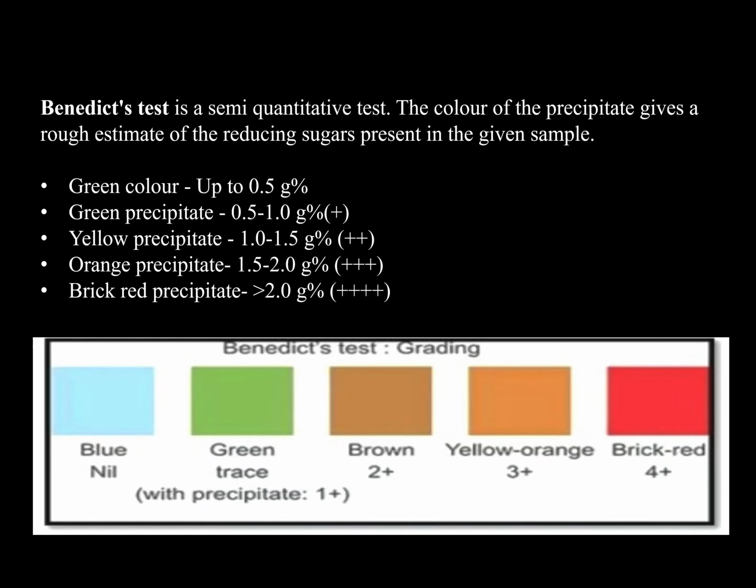In Benedict's test, the color change gives an approximate idea of the amount of reducing sugar present. Green color indicates a low amount, yellow shows a moderate amount, orange shows a higher amount, and brick red indicates a very high amount. So Benedict's test is useful to detect and approximately estimate reducing sugar in urine or a sample.